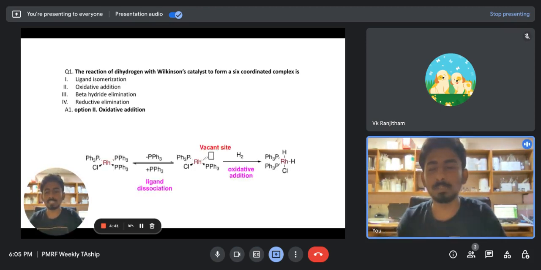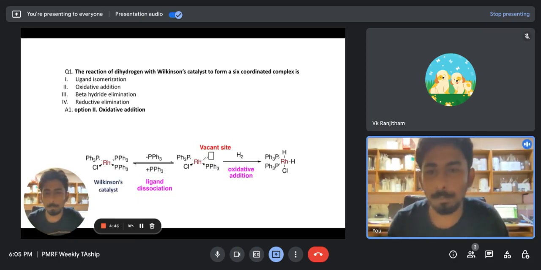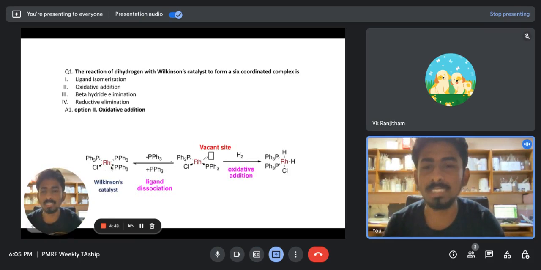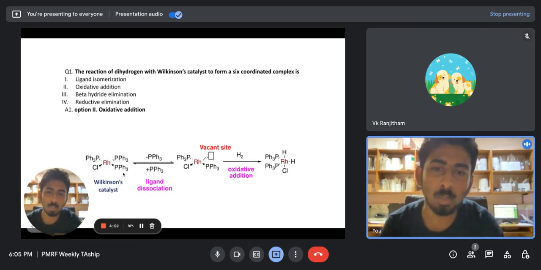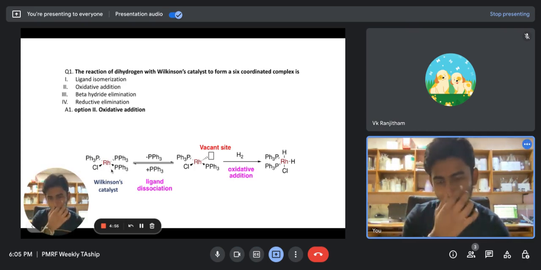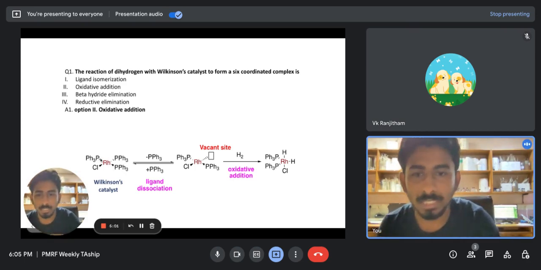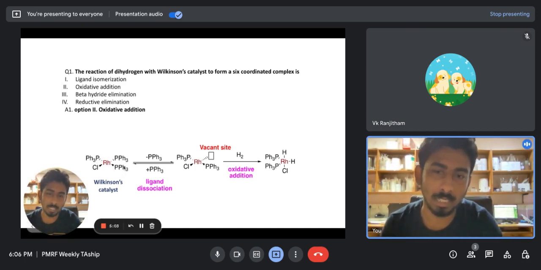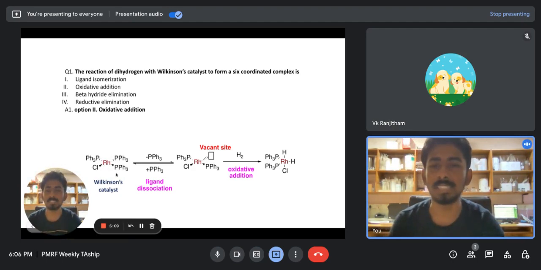So here is the mechanism. This first one is Wilkinson's catalyst, RhCl(PPh3)3. It is a rhodium(I) compound because PPh3 is a neutral donor and chloride is an ionic donor. Rhodium(I) is a d8 system, so it has 8 electrons. The three PPh3 each donate 2 electrons, so 3 into 2 is 6, and chloride is a 2 electron donor, making 8. So 8 plus 8 counts towards 16 electrons.